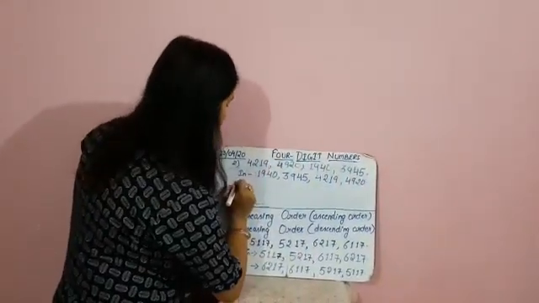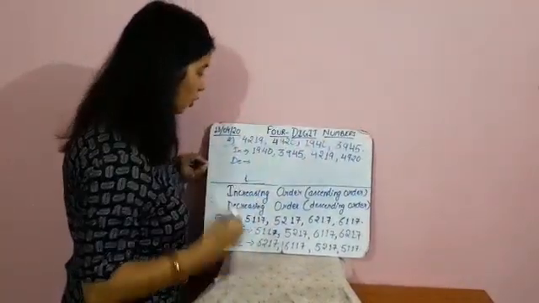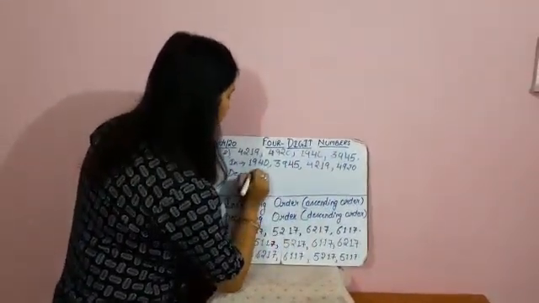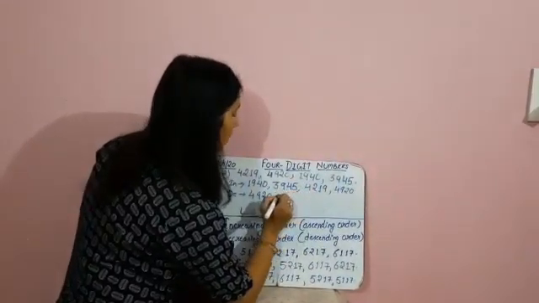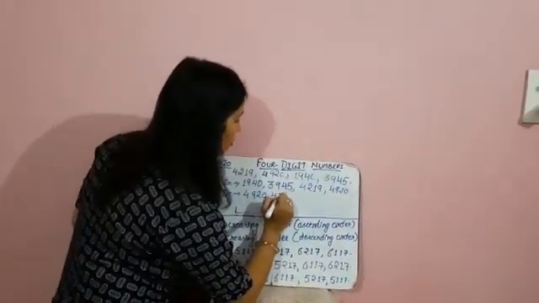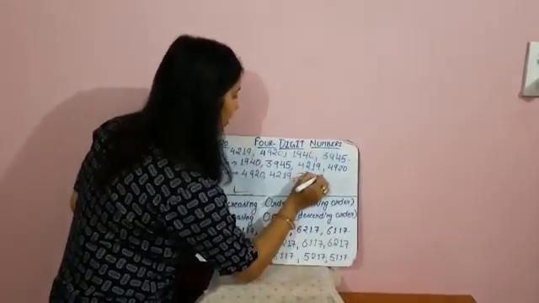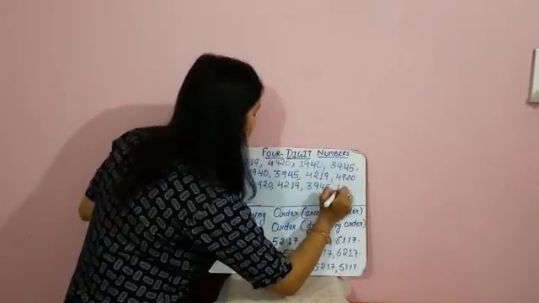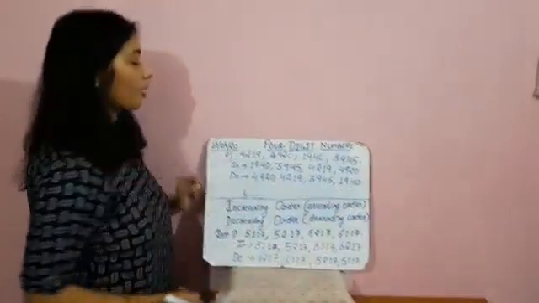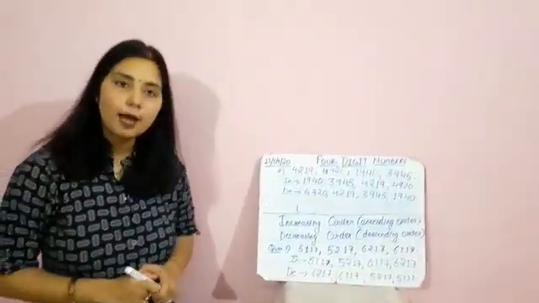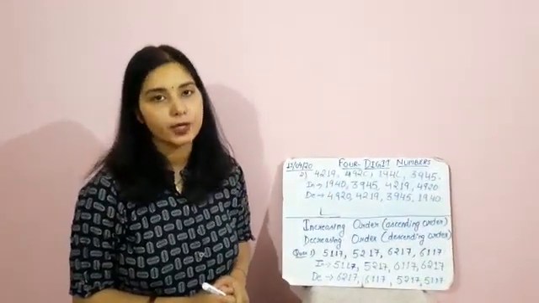Okay. Now decreasing, we will come from highest to lowest, just opposite of this. 4920 is the highest number or the greatest number, then 4219, then 3945, and at the last the lowest number will be 1940. I hope with these examples you will be able to understand the concept of increasing and decreasing order.